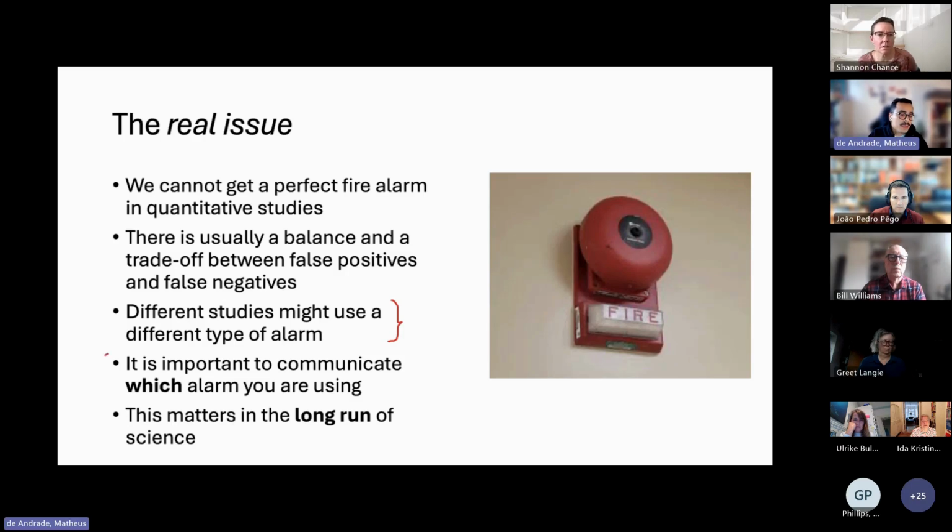But what I hope to make clear today is that, number one, it is important for us to communicate very clearly how we have designed our study to look more like the first type of alarm, more like the second, or something in between both. And how this matters in the long run of science is not something that matters too much for one study, but it matters in the long run.